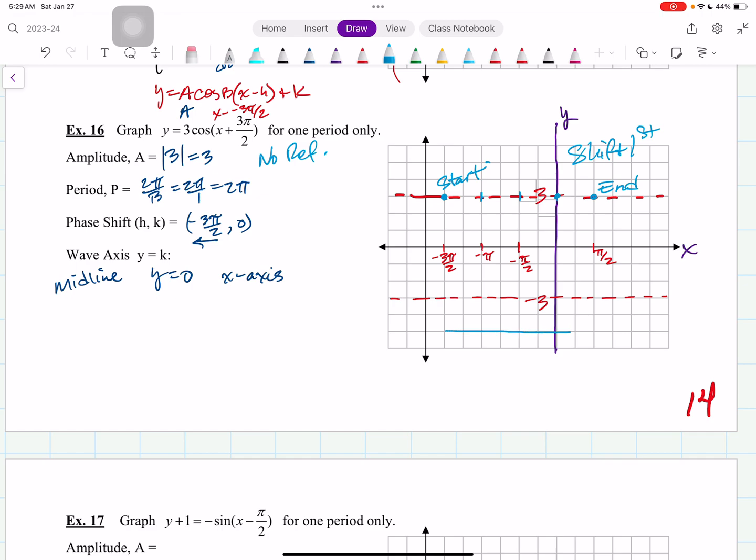So let me show you what I was thinking here. So this is period length 2 pi. Okay, so from negative 3 halves pi to pi halves is 2 pi radians. Okay, so here we go.